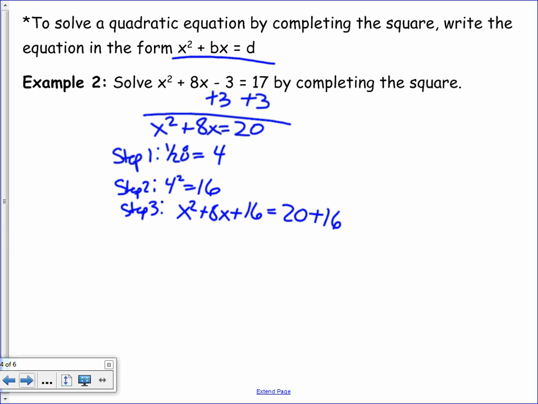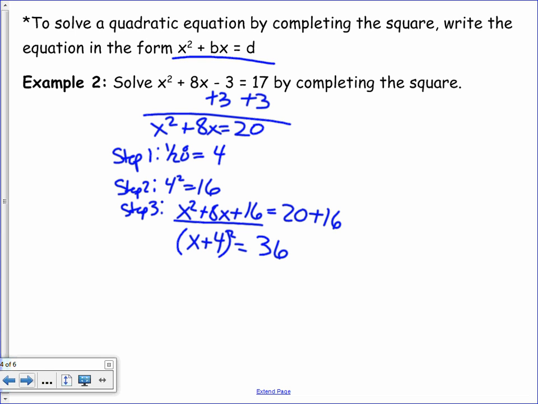Okay, I have to remember to add that to each side because I actually have a value on the other side now, whereas I didn't before. Okay, so this is factoring out this part into (x plus 4) squared. That's how we completed the square. And 20 plus 16 is 36.